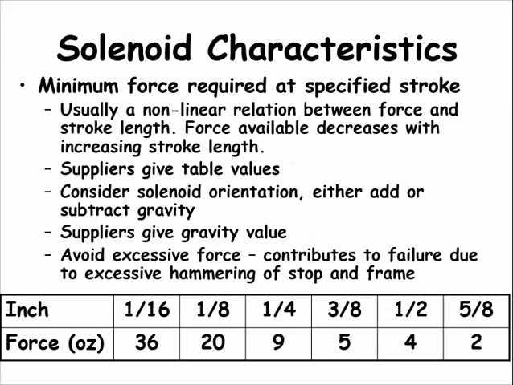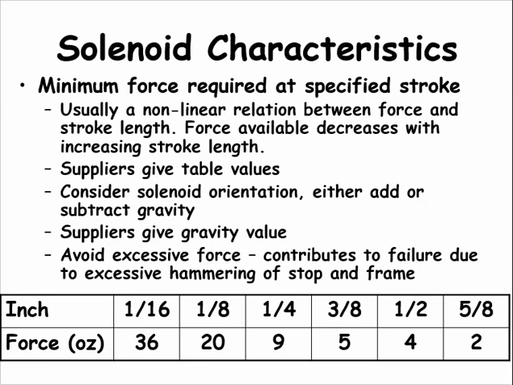There are several characteristics that need to be considered when selecting a solenoid. One is specifying the amount of force that the solenoid needs to generate in the energized state to implement the motion and action you want. The relation between solenoid force generated and the stroke length of the plunger is usually nonlinear. As stroke length, or plunger distance traveled, increases, the force available decreases. Suppliers typically give you tables like the one shown in the slide that give the force available for different stroke distances.